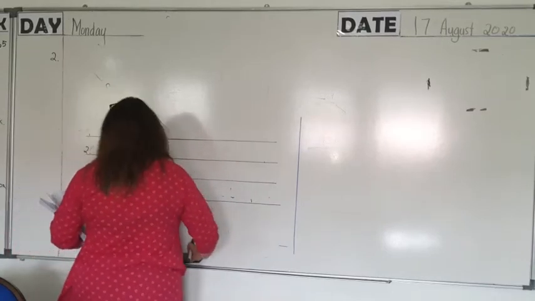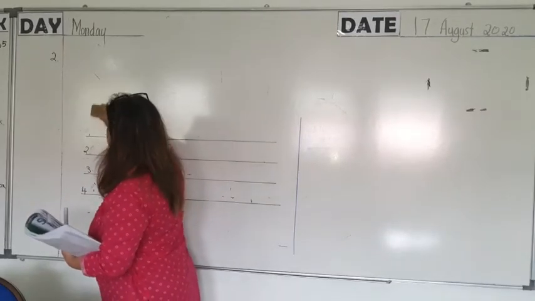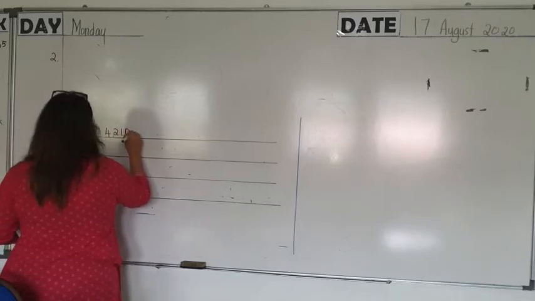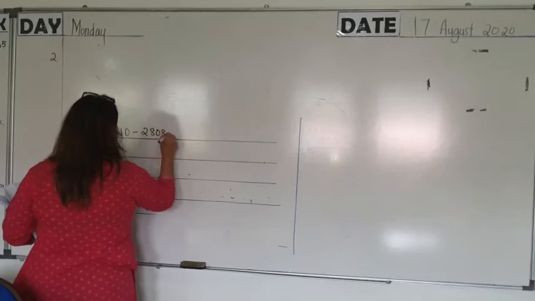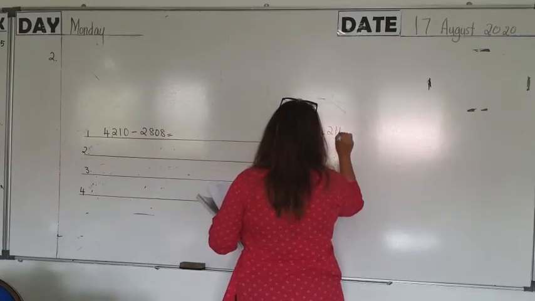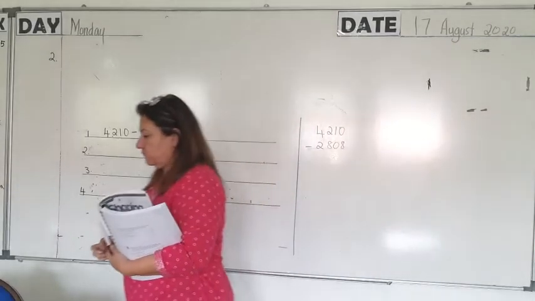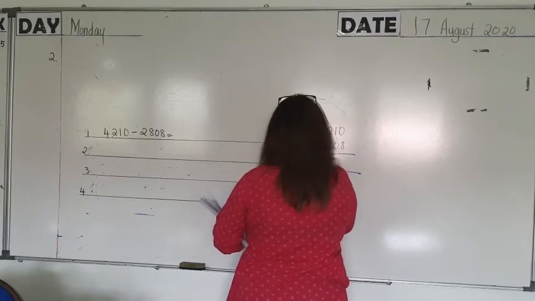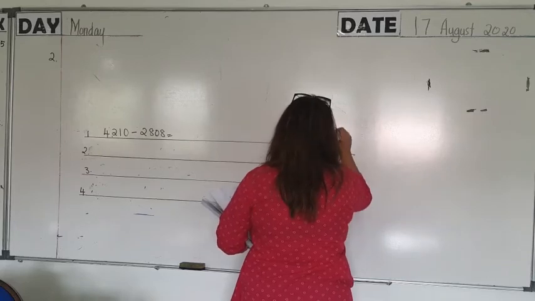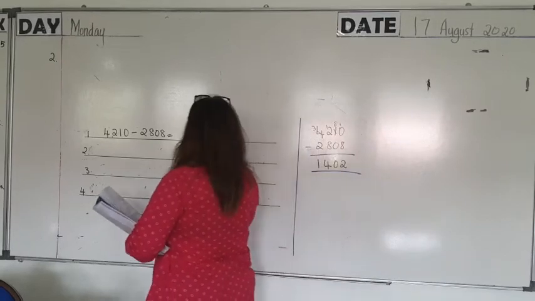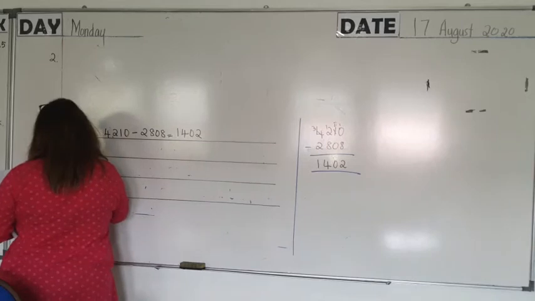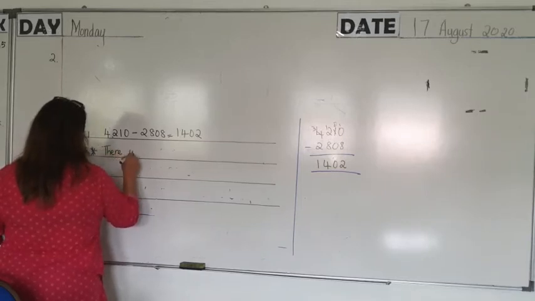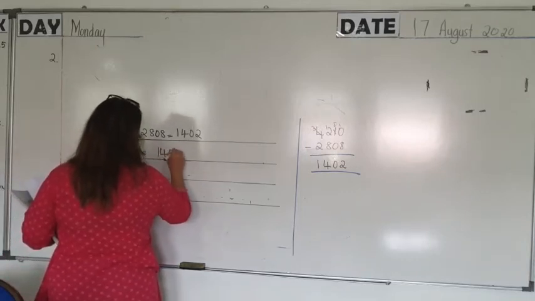Okay? So, total number is, now for this I'm not drawing a bar. Let's try to do it without a bar. Right? So the first step is total number of people, 4,210 minus 2,808. So I'm going to minus. Number of children are 1,402. So start statement. There were 1,402 children.